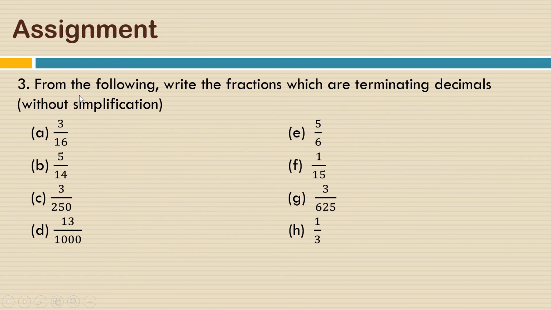Third question is, from the following, write the fractions which are terminating decimals without simplification. You already learned what terminating decimals are. That is, in a fraction, the factors of the denominators are 2 or 5 or 2 and 5. The decimals formed by those fractions are called terminating decimals. Write these questions in your notebook and do the assignment.